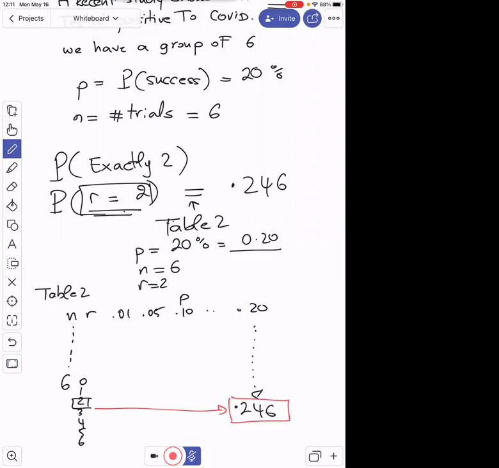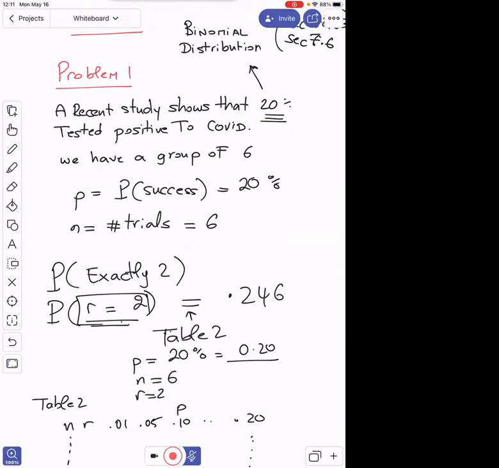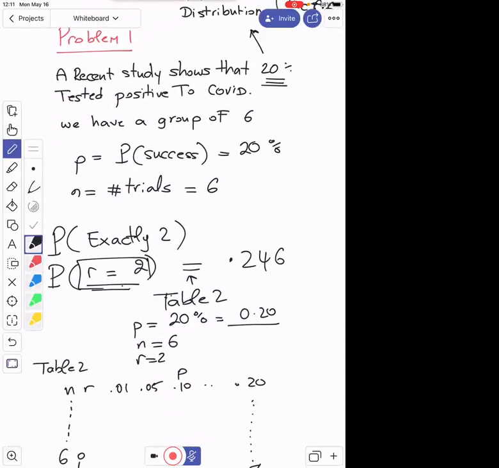All right. So whenever you have a binomial distribution where n, the number of trials, the size of the sample, is less than 20, right? This 6 here is less than 20. So you can use table number 2, because the largest n in the table is 20, okay?